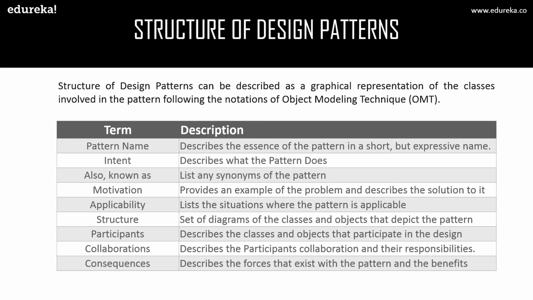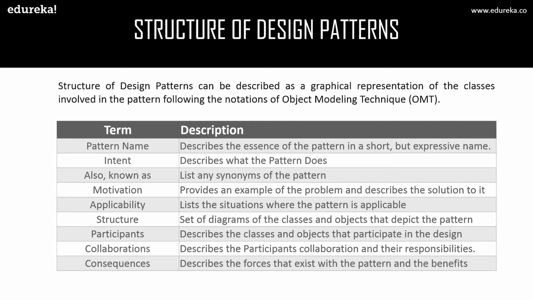The next one is motivation. Motivation can be defined as a scenario that illustrates a design problem and how the class and object structures solve that problem. The scenario will help us understand the abstract pattern definition. The next one is applicability. This specifies in which situations a design pattern can be applied, what examples of poor designs a pattern can address, and how to recognize these situations.